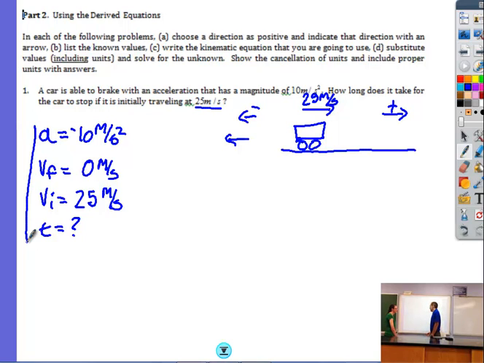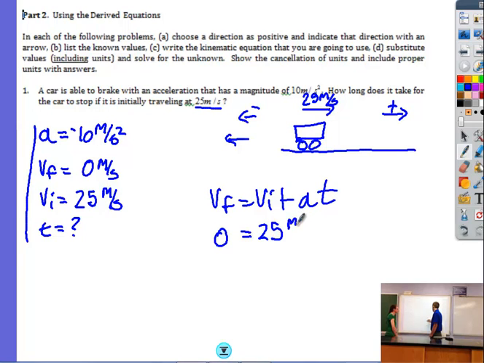I want to find a relationship between them. Consulting our very first kinematic equation, we have vf equals vi plus at. Now, the standard form has a positive here. Don't change that. If the standard form has a positive, you leave it positive. If it has a negative, you leave it negative. So vf is 0 meters per second, vi is 25 meters per second, plus a is negative 10 meters per second squared, times time, which is t measured in seconds.